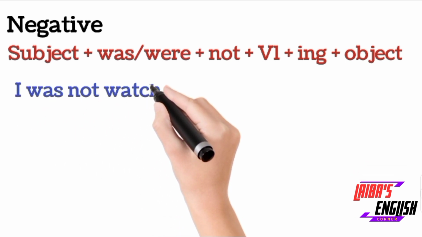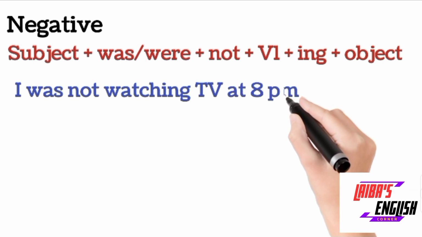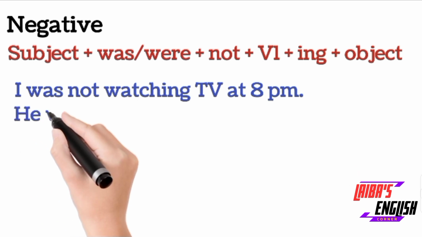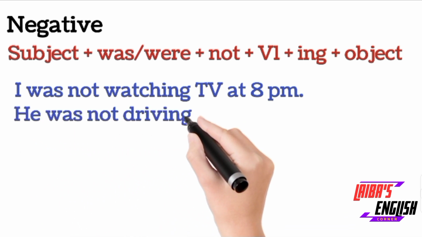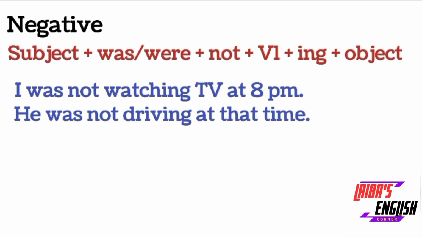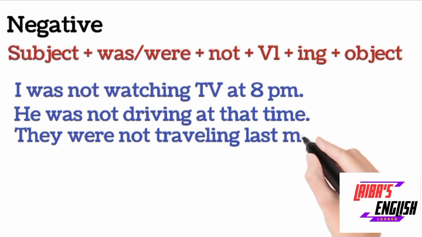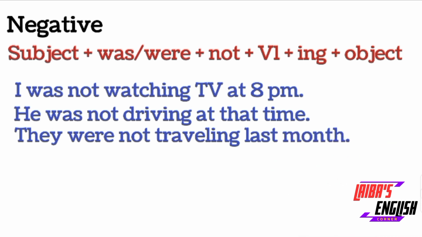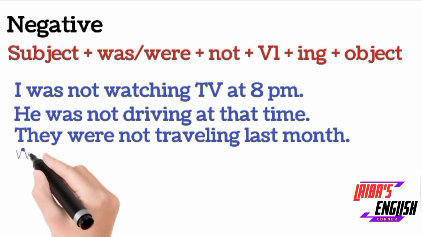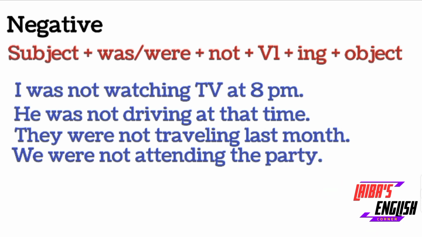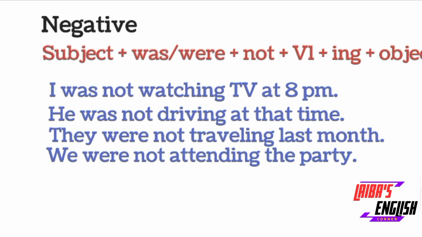So the example is I was not watching TV at 8 p.m. In this sentence, I is a subject, we have put was with it and then not plus verb first form ing and then an object. Second example is he was not driving at that time. So this is according to our structure. Third example of negative is they were not traveling last month. This is very easy. We just have to follow the structure and construct our sentence. Fourth example is we were not attending the party. Here we have subject plus was plus not, verb first form ing and object.